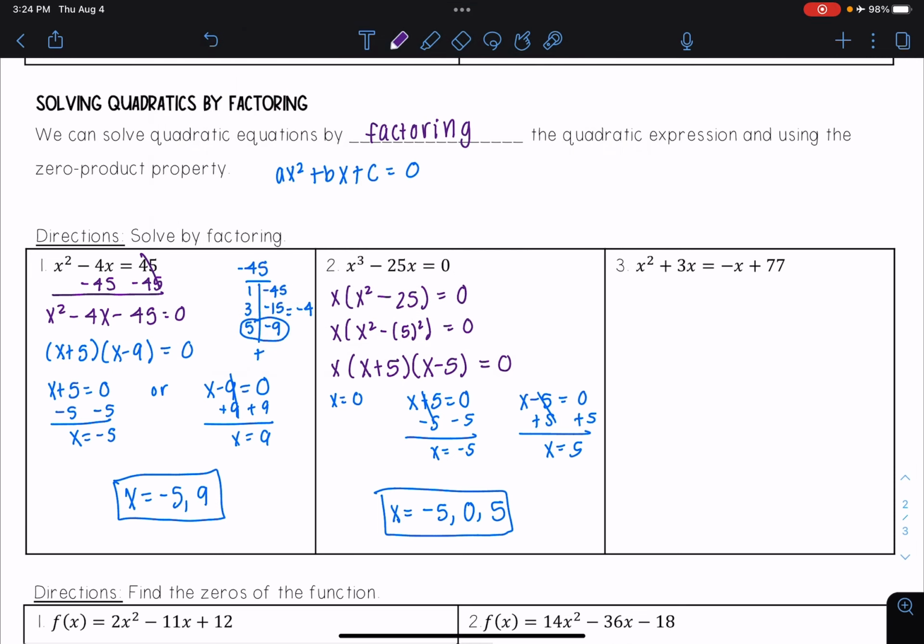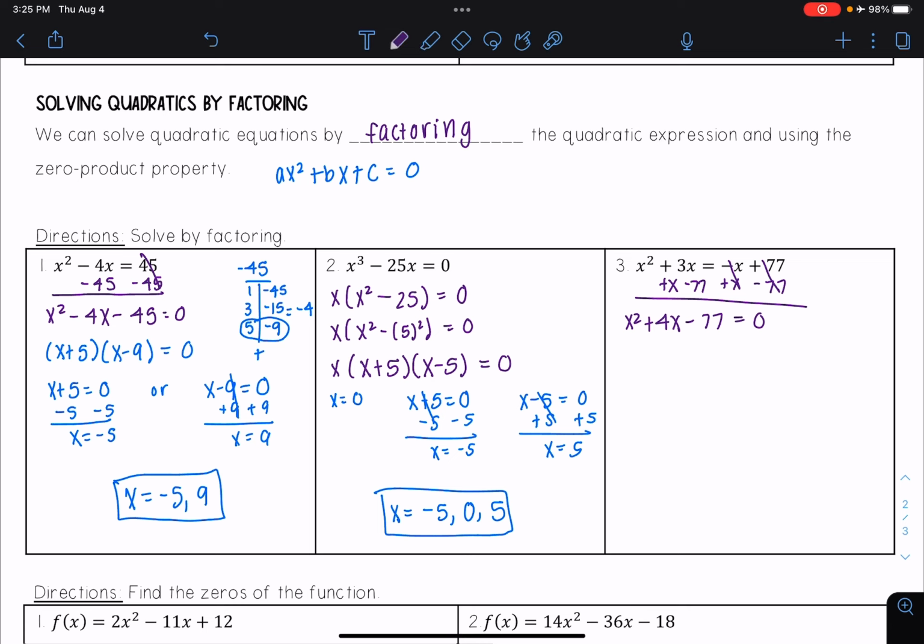Okay, let's look at one last one. Here I have x squared plus 3x is equal to negative x plus 77. Here I see this is again not in standard form because it's not set equal to 0. So I want to move all the terms to one side. I recommend moving them to the side that has the x squared on it because we want that to be positive. So I'm going to add x to both sides and subtract 77. And so I get x squared plus 4x minus 77 is equal to 0.